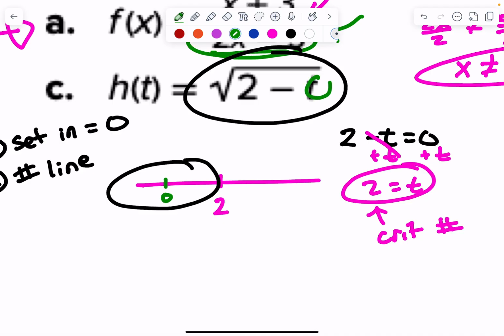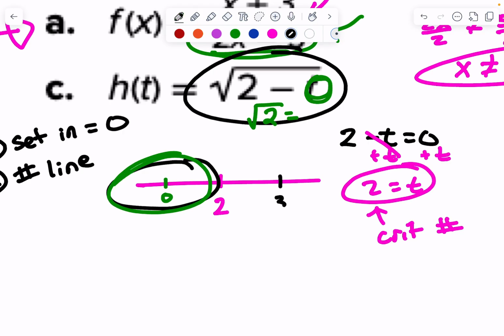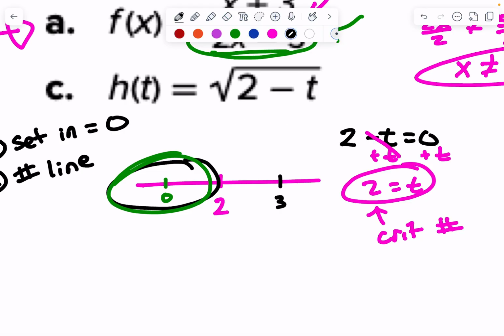So I'm going to plug 0 in here, and 2 minus 0 is 2, and the square root of 2, can you take the square root of 2? It's not nice, but can you do it? Yes, you can, so this works out, right? Now let's pick a number over here, and let's say we'll just use the number 3, okay? So I'm going to go back to my original function. If I plug 3 in, 2 minus 3 is negative 1. Can you take the square root of negative 1? No. So that region is not going to work.